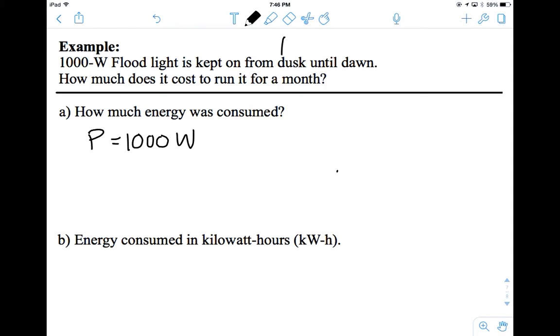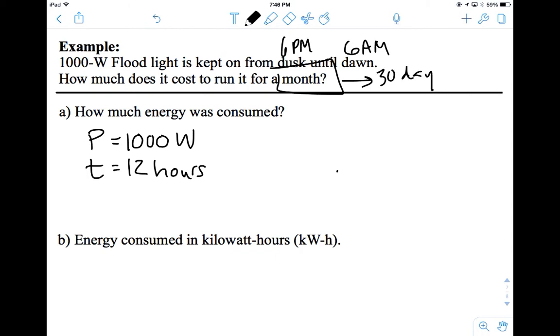So I guess just to make it easier, that's considered dusk, 6 p.m., and dawn, 6 a.m. And if I do that, I'm using a time of 12 hours that it's going to be on. And it's asking me how much is it going to cost if I keep that light on for a month. So for 12 hours for a total month, let's consider this 30 days. So how much energy is consumed?